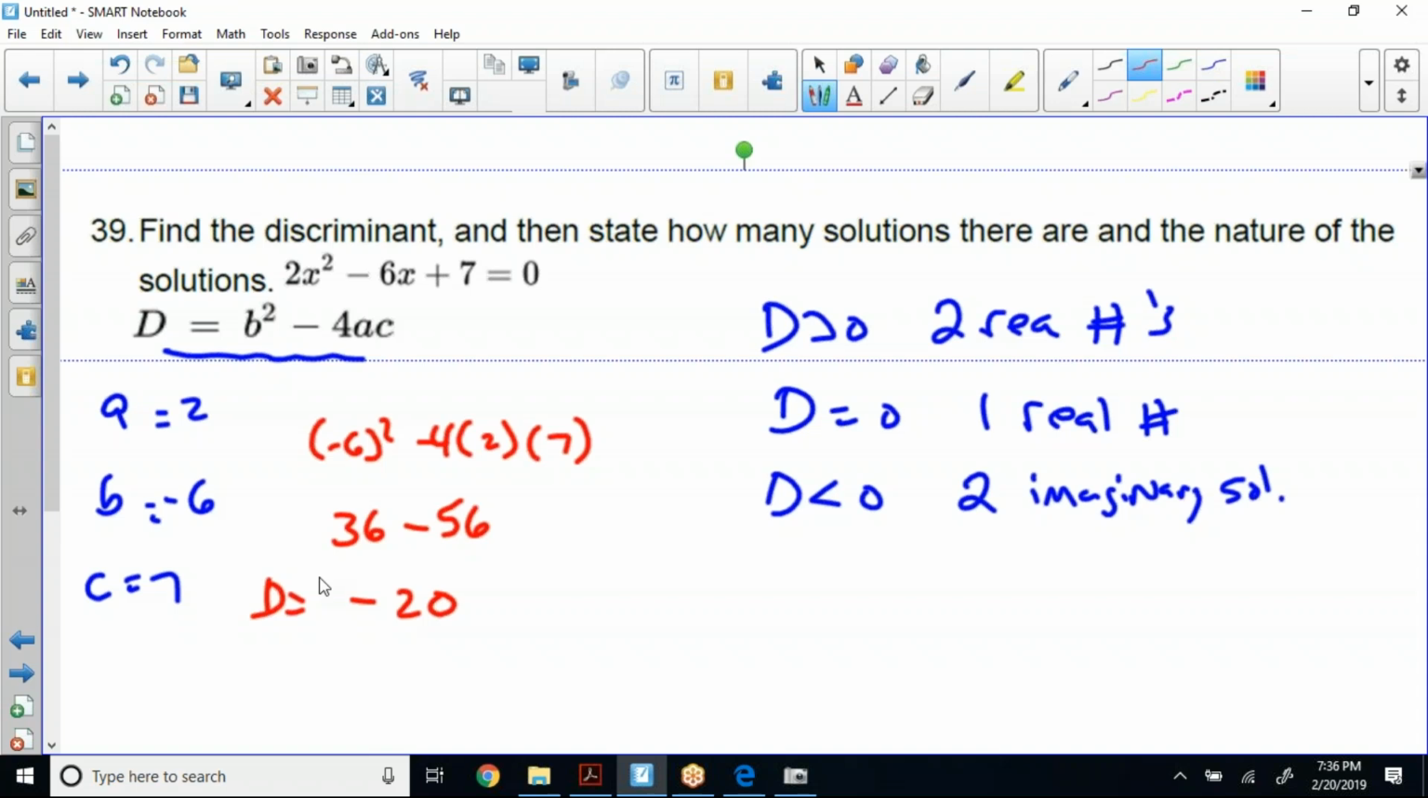Yes, ma'am. It's two imaginary because it came out to be a negative, right? On the paper, it calls it 2 complex solutions. Is that the same? Yeah, 2 complex solutions is the same as 2 imaginary solutions. Complex means complex numbers, right? So, yeah, good question.